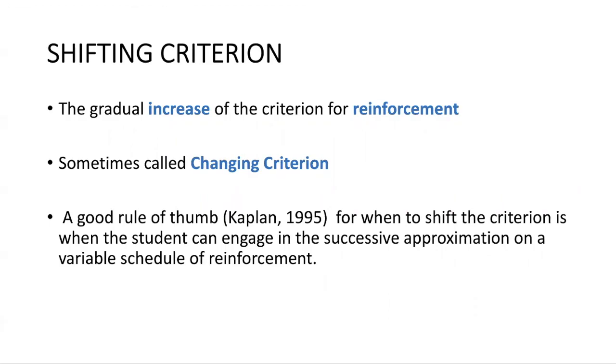So when we're seeing that behavior continue on a variable schedule of reinforcement, whether it's variable interval or variable ratio, then we can shift that criterion to a more challenging criterion, and we would move back to continuous reinforcement, and then we would fade through continuous reinforcement to variable schedules and then shift again. So as you can see, it's a process and it takes time. These things do not happen all that quickly if it's a new skill being learned by a learner.